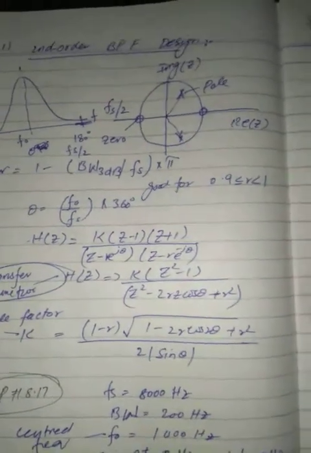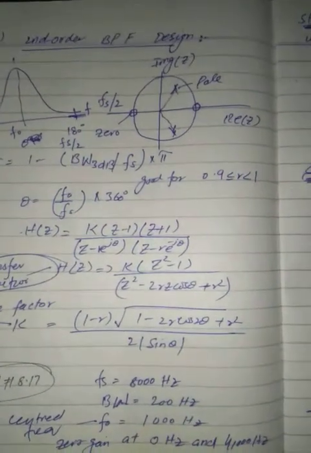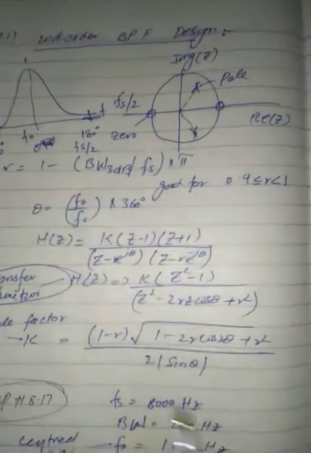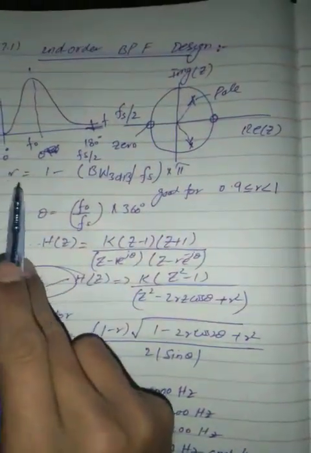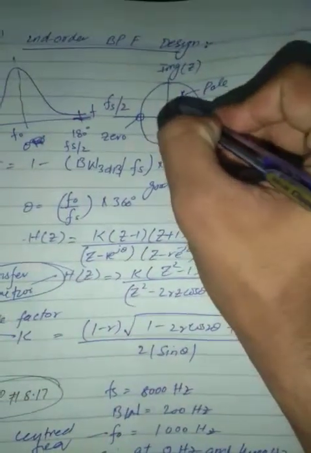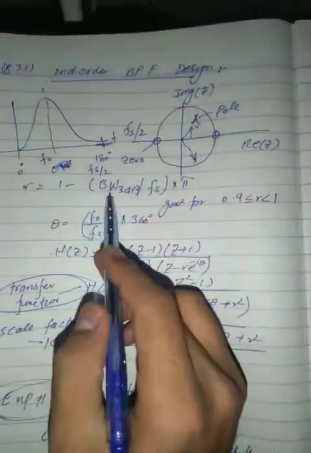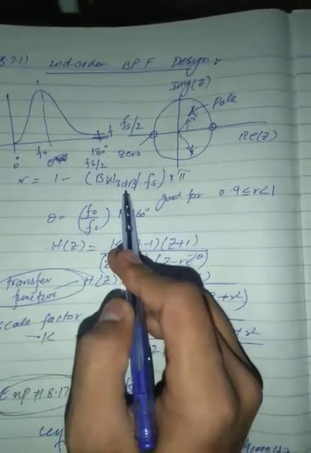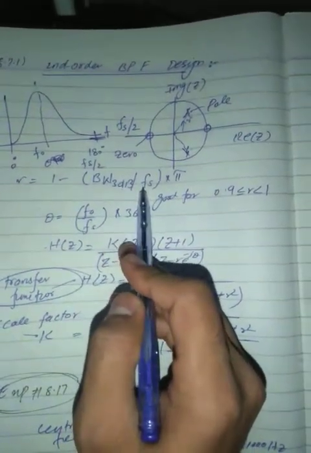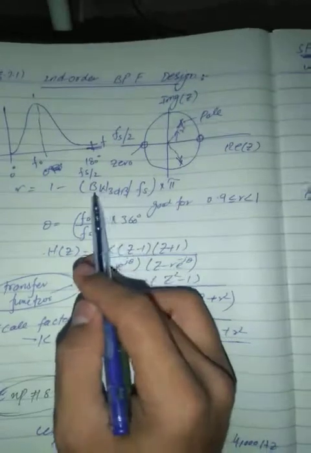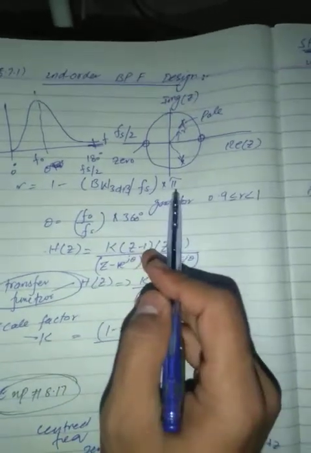The thing to keep in mind is that we have to remember the formulas. The first formula is for R, which is basically the radius. R is equal to 1 minus BW divided by f_s, multiplied by pi, where BW is the 3 dB bandwidth and f_s is the sampling frequency.